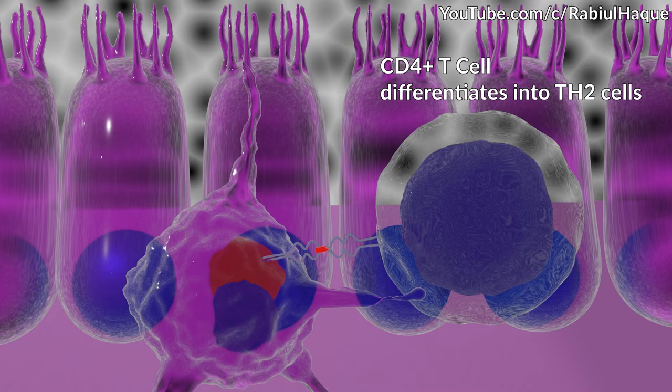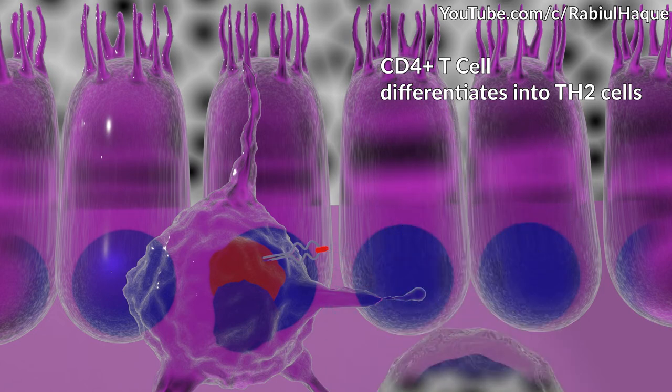In response to this antigen, and also due to locally produced cytokines like interleukin-4, CD4 positive T cell will differentiate into T helper 2 cells. T helper 2 cells can produce interleukin-4, interleukin-13, and interleukin-5. Interleukin-4 can stimulate class switching of immunoglobulin E. Interleukin-13 can enhance immunoglobulin E production. Interleukin-5 has role in development and activation of eosinophils.